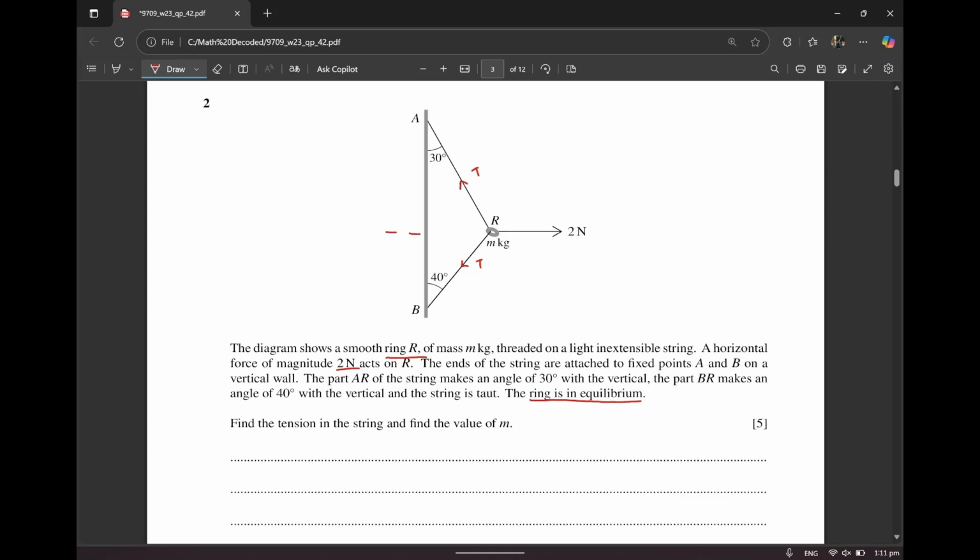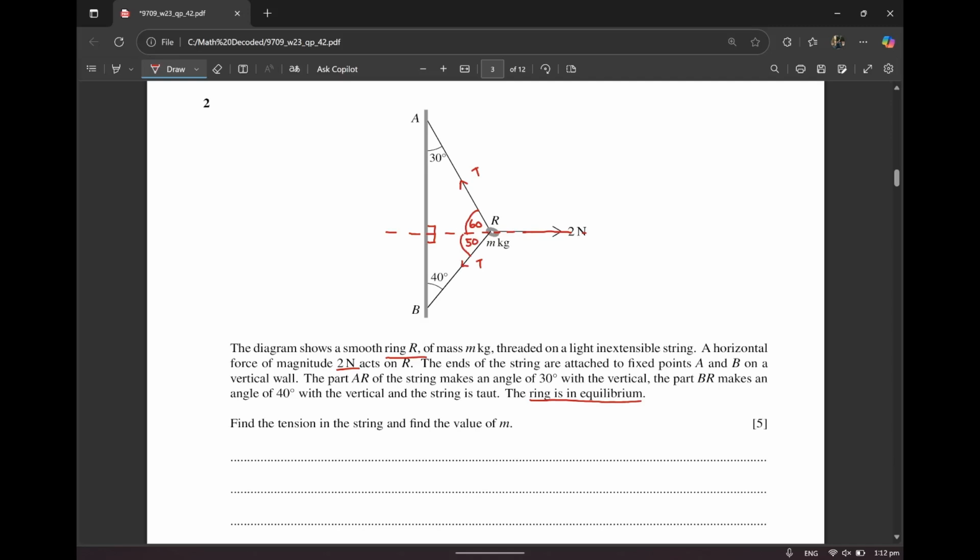I'm going to draw a dotted line over here along the horizontal, and I know that this is 90 degrees. So this is going to be 180 minus 90 minus 30. That is going to give me 60 degrees over here. Similarly, I know that this is also 90 degrees. I'll do 180 minus 90 minus 40. That's going to give me 50 degrees over here. I hope that makes sense.